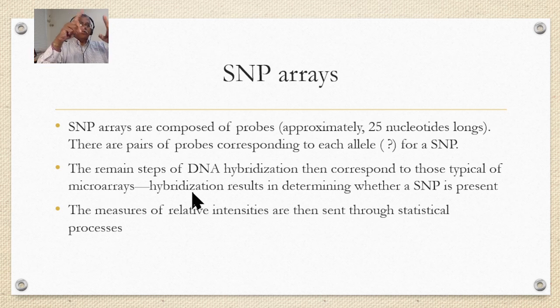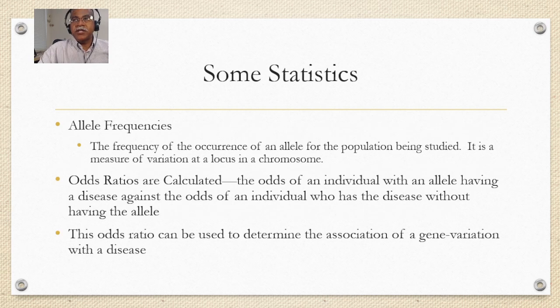And now, based on the pattern you see on the microarray, you can say, does this SNP exist? Because of its complementarity, the relative intensities were then sent to a statistical process. The underlying methodology is still microarrays, but depending on what you put on there, the oligos with SNPs on them, you could put as many SNPs as you wanted and see if there's an association with them.